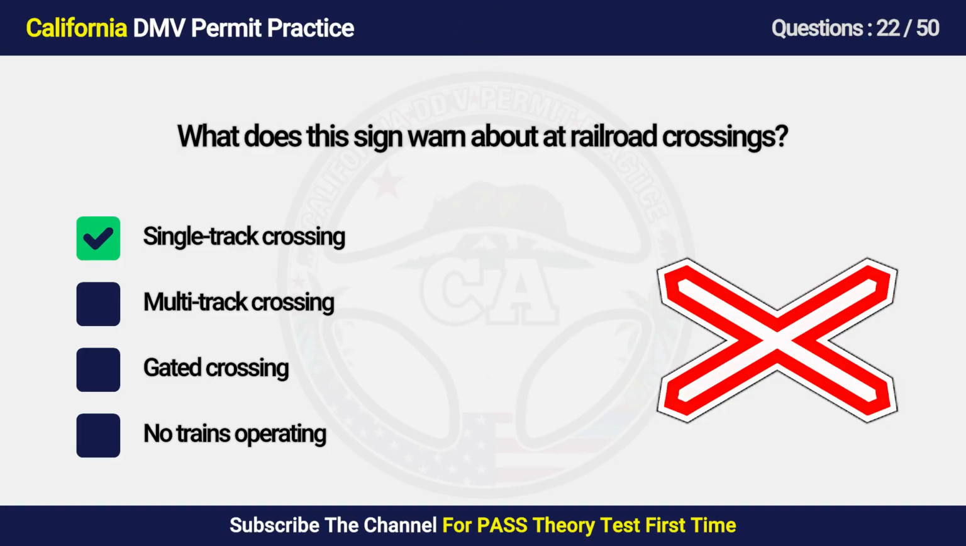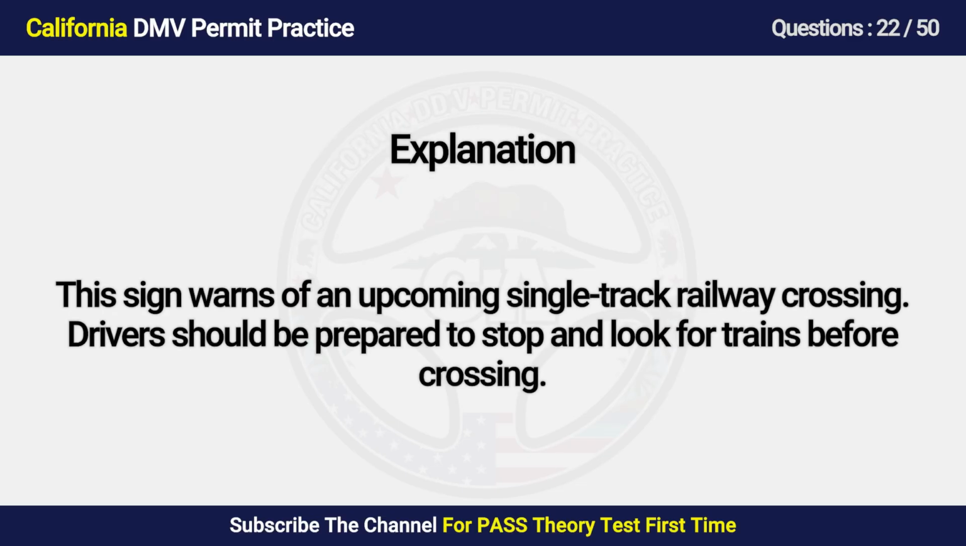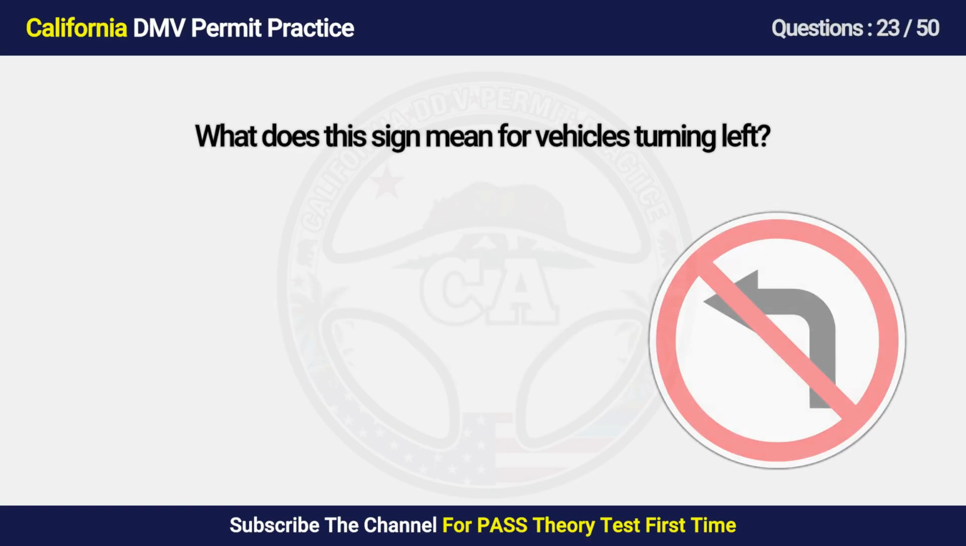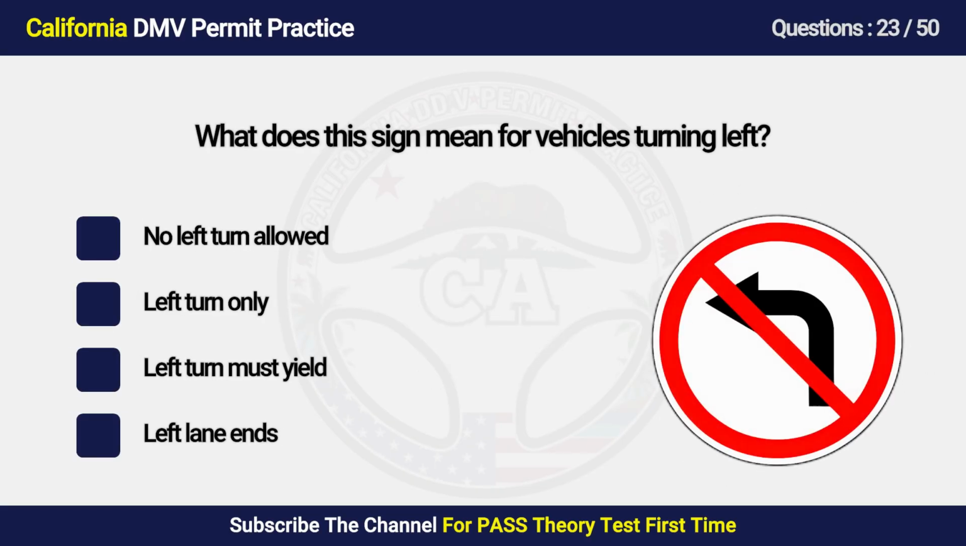Answer is A. Crossing. This sign warns of an upcoming railway crossing. Drivers should be prepared to stop and look for trains before crossing. Question 23. What does this sign mean for vehicles turning left?